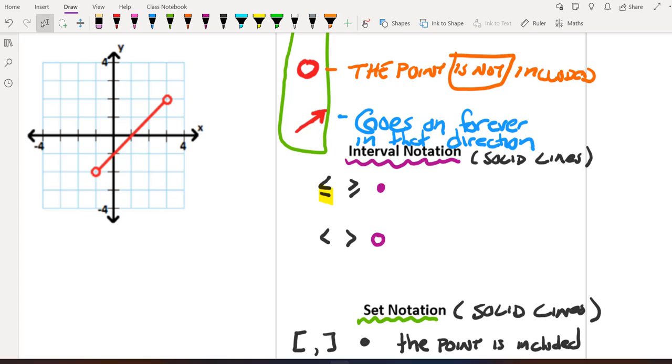And to make things a little bit easier, I think today we'll do all set notations first. Once we've got a firm grasp on that, we'll come back and we'll do the interval notation. That way we only have to focus on one style, right?